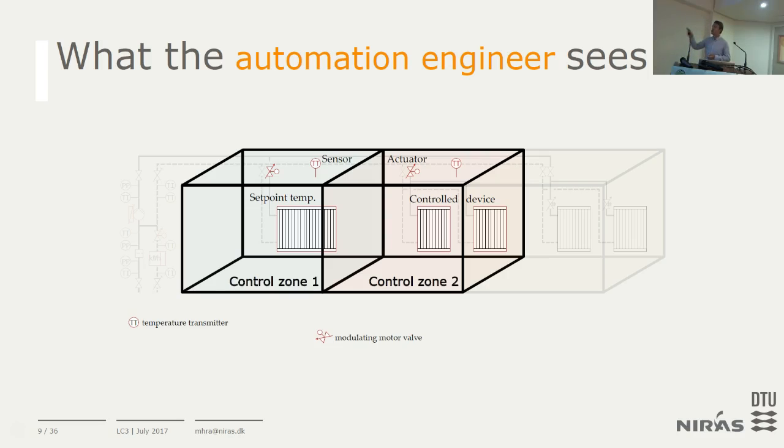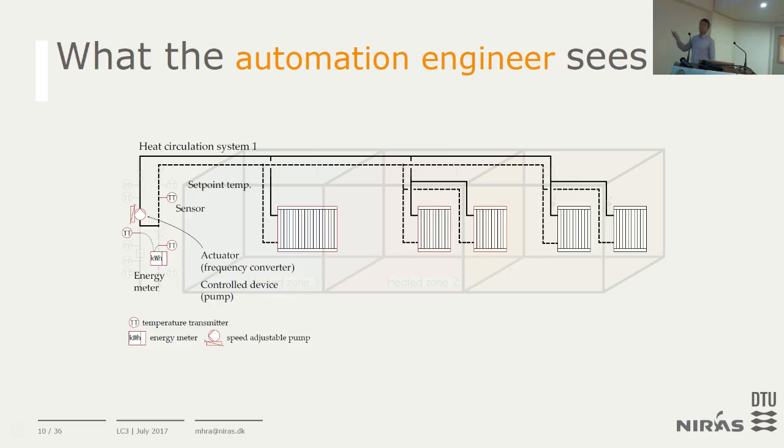If I ask an automation engineer what he sees, he would see something like 2 control zones here. He has some controlled devices. He has a set point temperature that he should reach. He has an actuator and a temperature sensor. He also sees another zone, the heat circulation system.